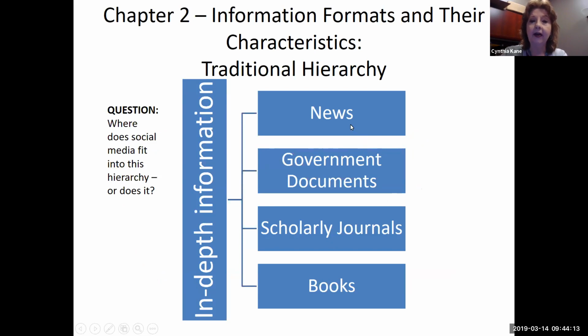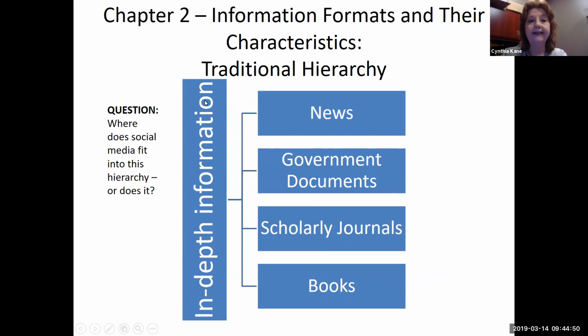So a traditional hierarchy might be that we might have breaking news published in print forms, such as newspapers, magazines, and so forth. Now they might be publicized or published in online news sites such as MSNBC or CNN.com or Google News. At that point, we might have information then being refined further through government documents, scholarly journals, and finally books that would actually contain maybe more theoretical perspectives of what started out up here in news in the first place.